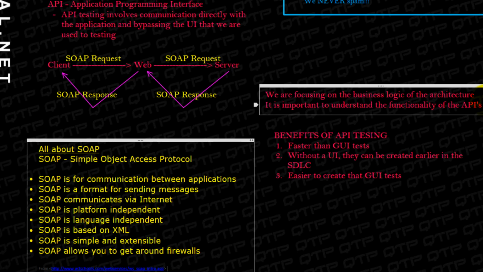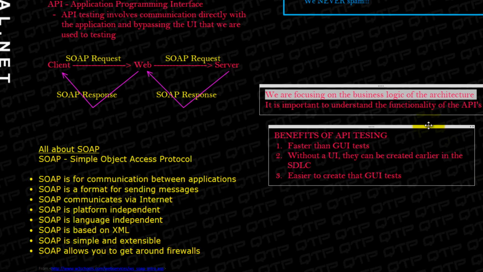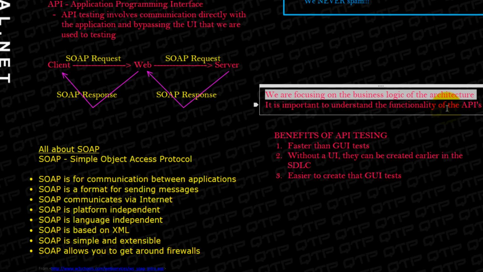The key concepts of API testing are that we are focusing on the business logic of the architecture. With GUI testing, we are focusing on the user experience, and that's very important. But in an agile environment, it's extremely hard to sit and wait for the GUI to show up when you can be testing APIs. The other key to API testing, guys, is that it's important to understand the functionality of the API.